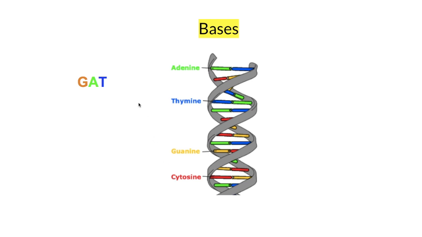When your body reads these bases, they're read in groups of 3, which are called codons. So for example, GAT is how scientists represent a codon that's made up of G, A, and T.